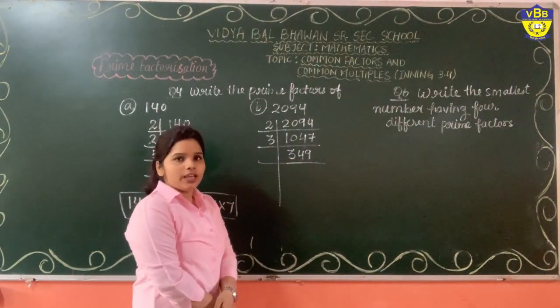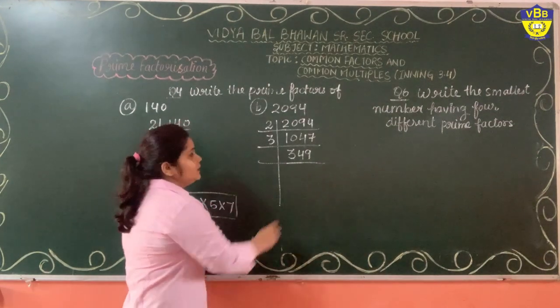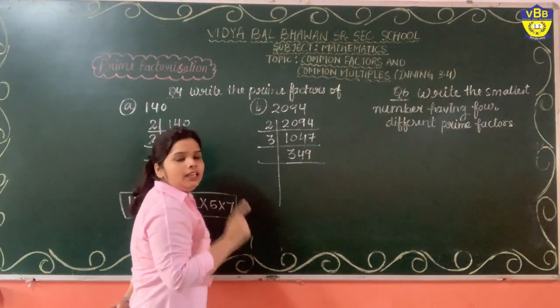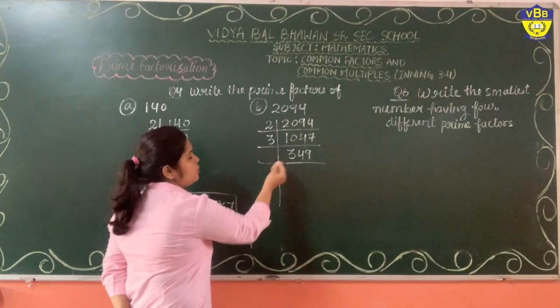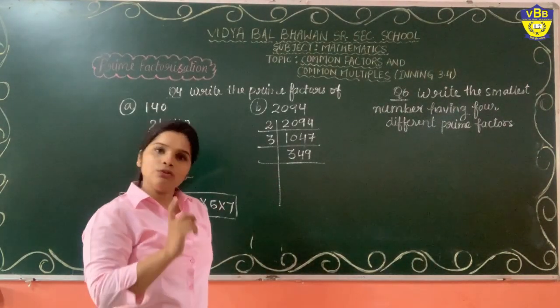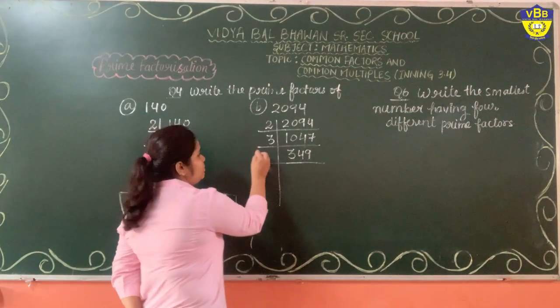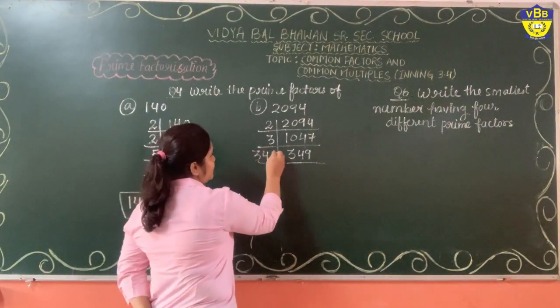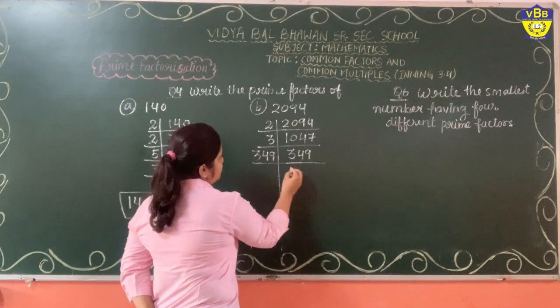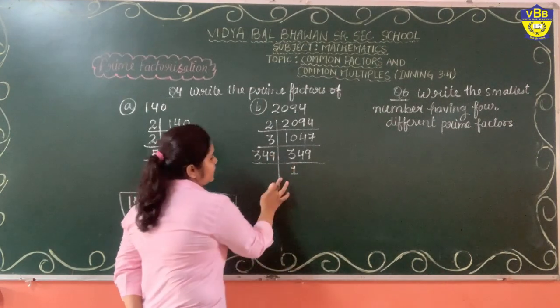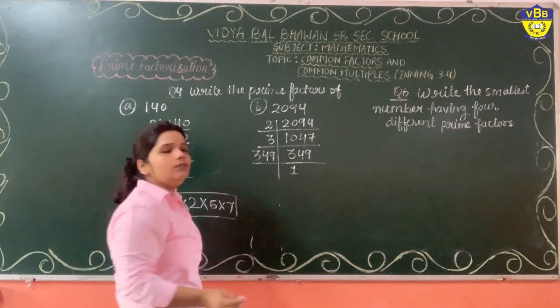So when you check this, you will get that 349 is a prime number. You know that a prime number is only divisible by the number itself or 1. So it will be divisible by itself: 349 divided by 349, we get 1.